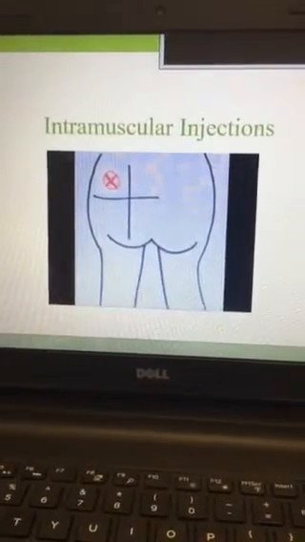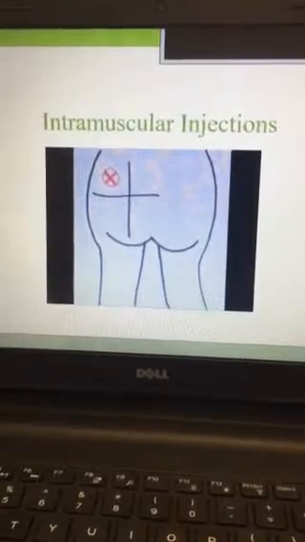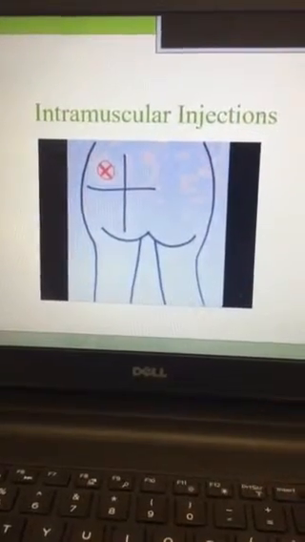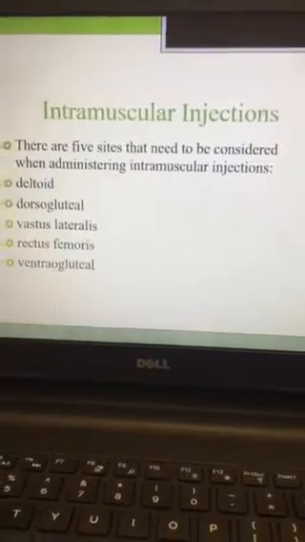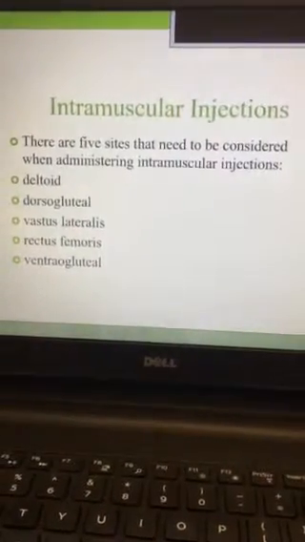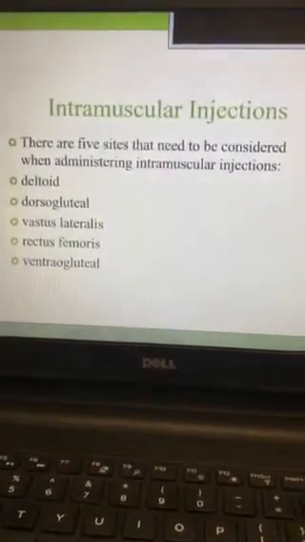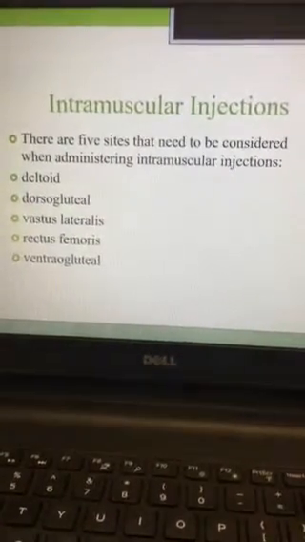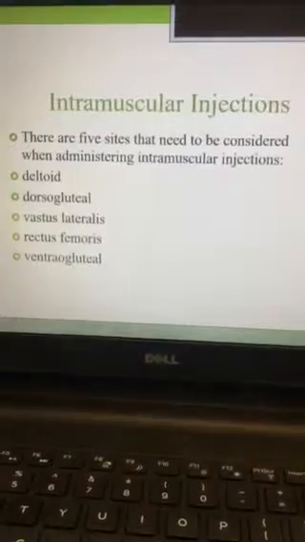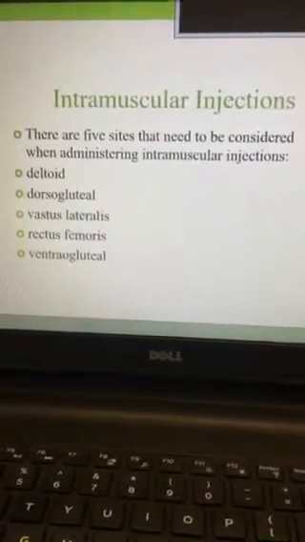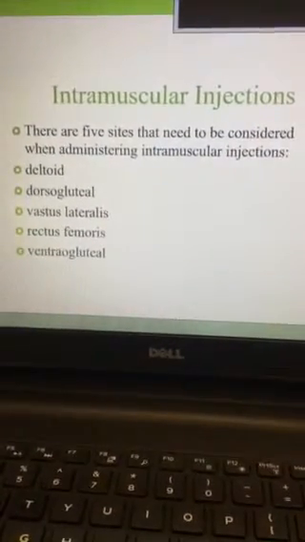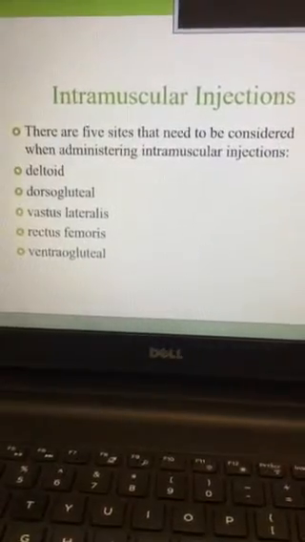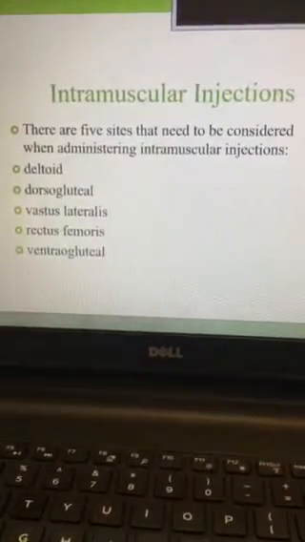This is an injection site also used for administration of IM injections. There are 5 sites that need to be considered when administering intramuscular injections. 1 is the deltoid, the dorsogluteal, the vastus lateralis, the rectus femoris, and the ventrogluteal.